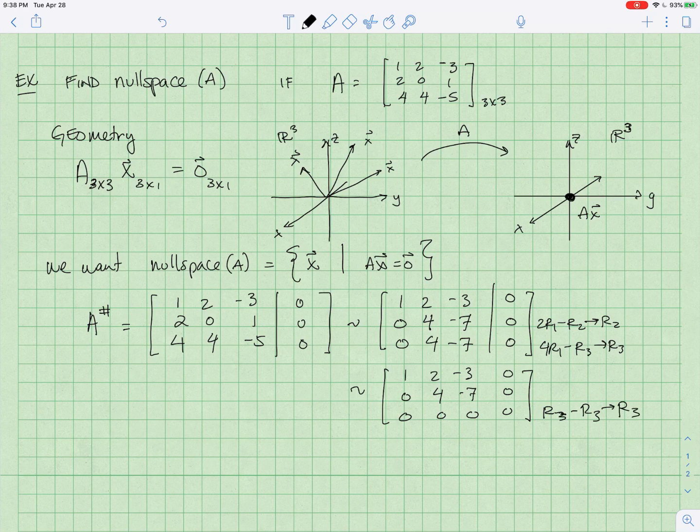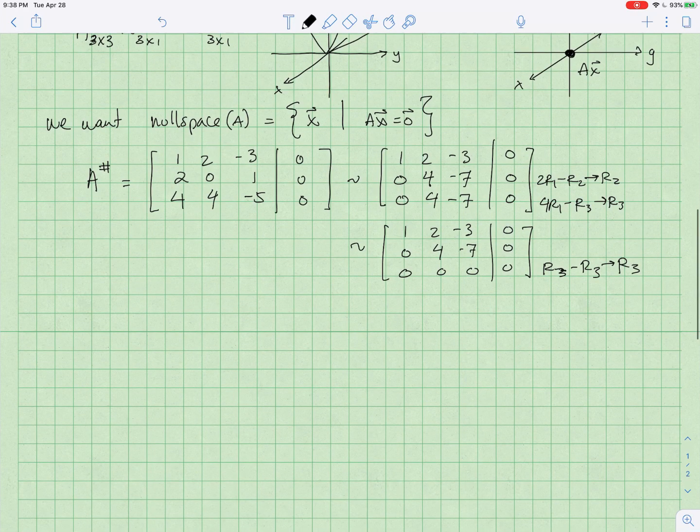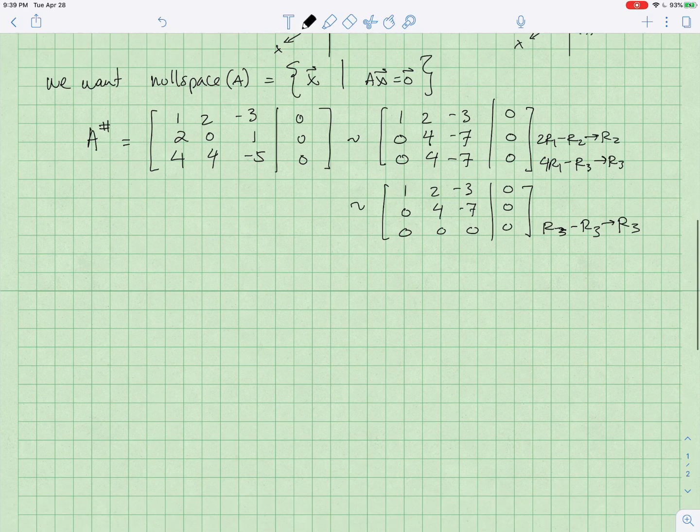Now, I'm ready to finish this up. I don't actually need REF or RREF form. I can just sort of interpret what's going on here. I know that I have a pivot position in the first and second column that correspond to x1 and x2. And x3 has no pivot. And so that's my free variable.